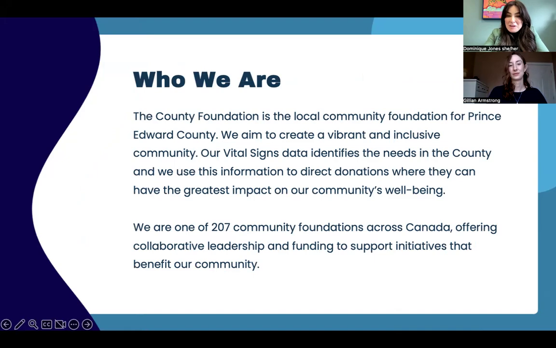So, who are we? As mentioned, we are the County Foundation, and we're a local community foundation that is based in Prince Edward County. Our aim is to create a vibrant and inclusive community, and our vital signs data identifies needs in the community, and we use this information to help direct donations where they can have the greatest impact on our well-being. We're one of 207 community foundations across Canada. This is a growing movement, and we offer collaborative leadership and funding to support initiatives that benefit Prince Edward County.